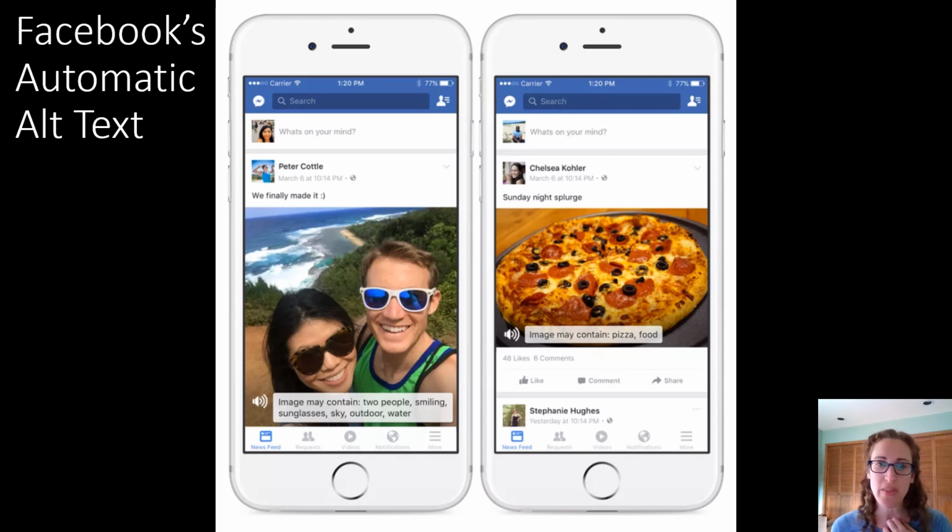This description is better than nothing, but doesn't really get at some of the key attributes of the image, such as who are the two people? Where are they? What are they doing? What makes this a particularly interesting image that someone would share on Facebook?